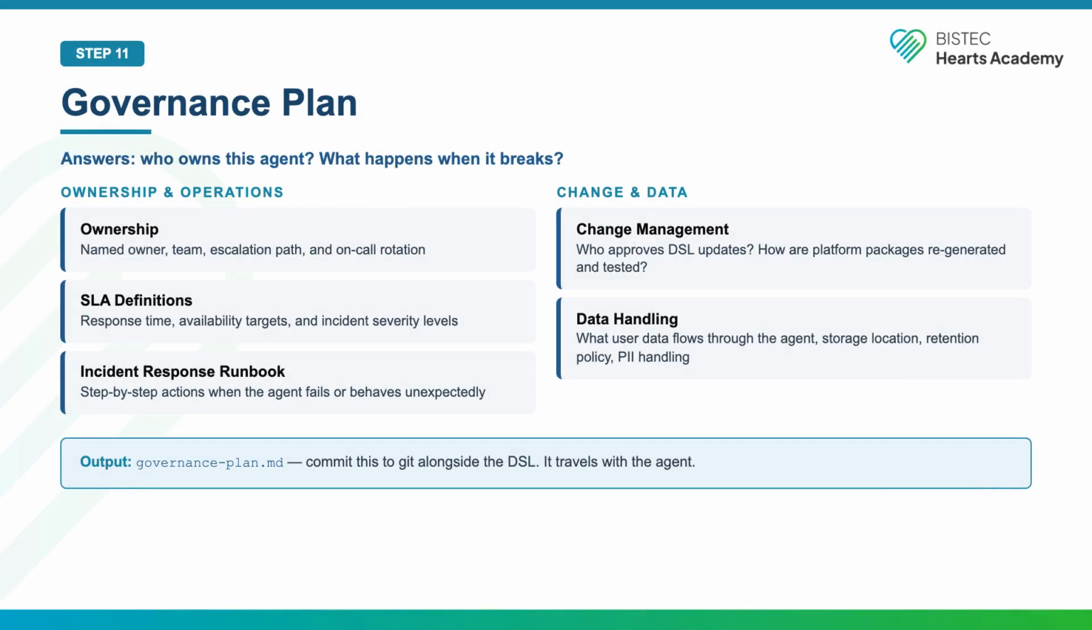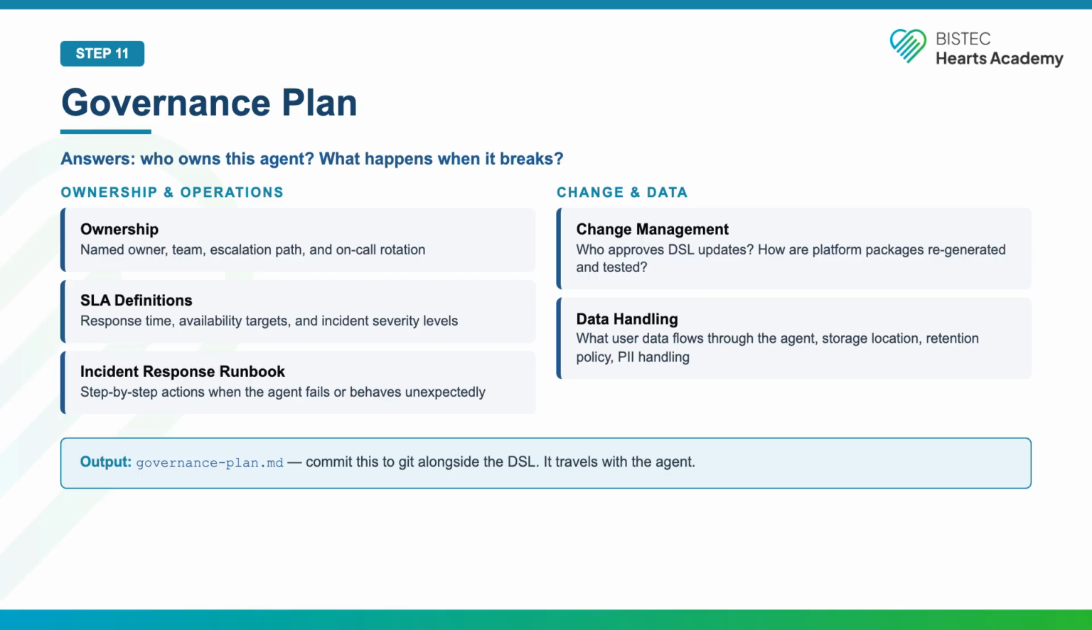Step 11 generates governance-plan.md, where the compliance report answers whether the agent meets security standards. The governance plan answers who owns this agent and what happens when something goes wrong. The ownership section names the responsible developer or team, the escalation path if the agent behaves unexpectedly, and any on-call rotation for mission-critical agents. The SLA definitions section records availability targets, latency expectations, and incident severity levels specific to this agent. The incident response runbook is a step-by-step procedure for the on-call person to follow when the agent fails.